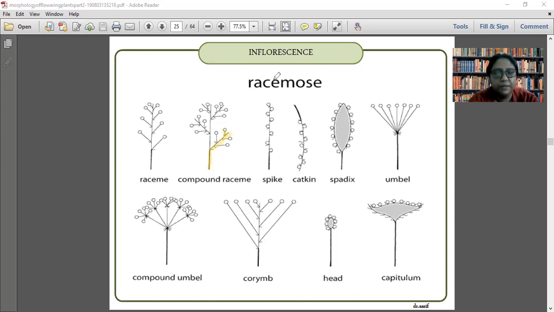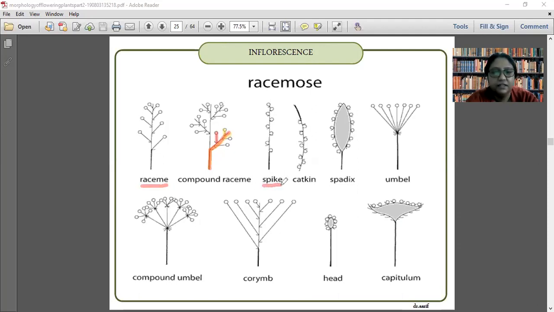Let me choose some other color so that it will be more visible. So this is one branching. This is second time branching. So then we call it compound. It may be 3 times or 4 times also. If the flowers are sessile, I told you that flowers can have a pedicel, or they can be sessile. So what is the difference between this raceme and spike?